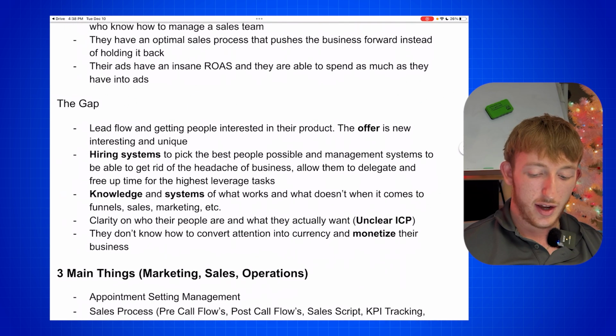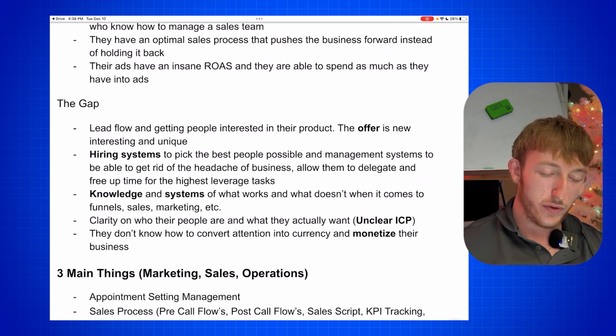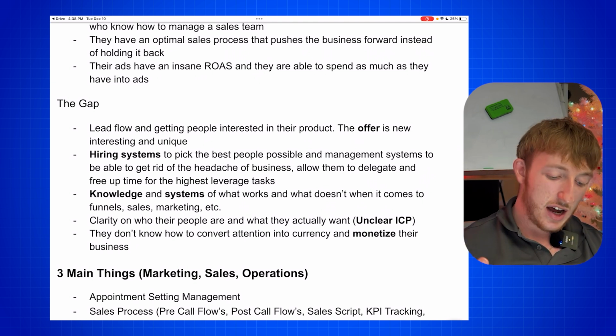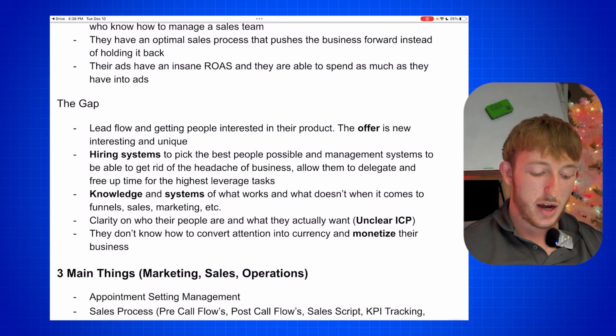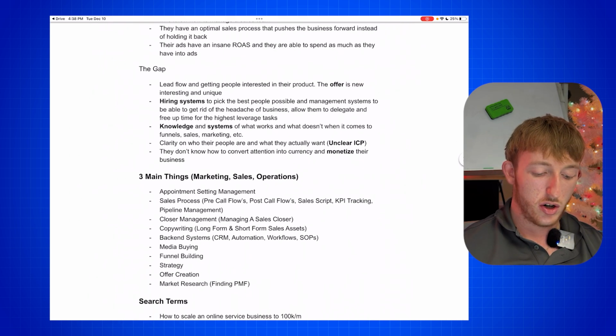This is the actual thing that holds them back from being able to go forward, right? In our case, it's the offer, it's their hiring systems, it's their knowledge, the other systems in their business. They don't know who they're targeting. They don't know how to monetize those kind of things. Those are what we're actually targeting, right?